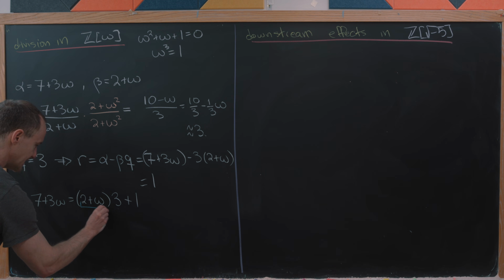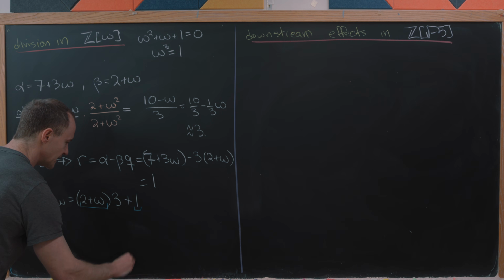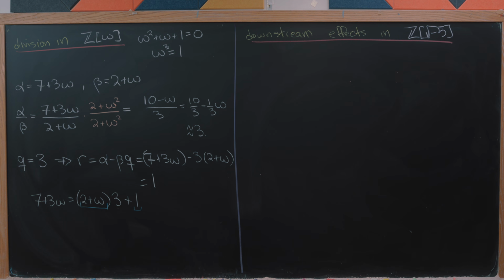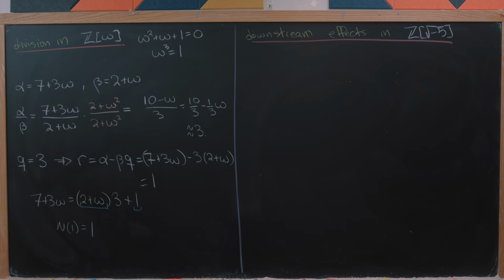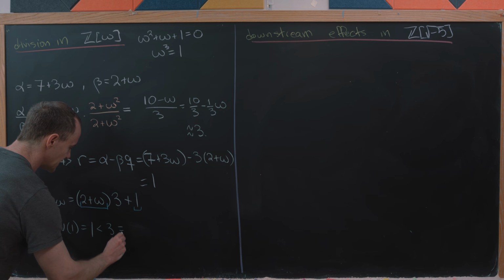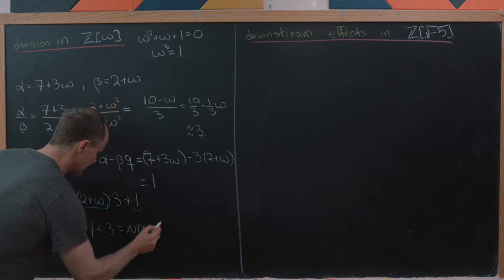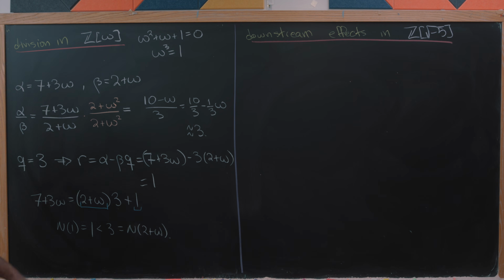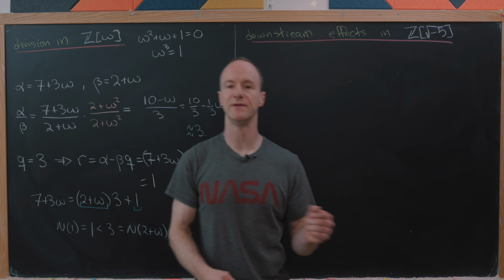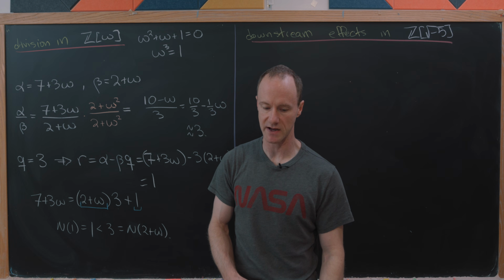Our divisor is 2 plus omega. What we need is the norm of our remainder to be less than the norm of our divisor, but that's pretty clear. The norm of the remainder, which is just 1, is 1. And the norm of the divisor, you can calculate that to be 3. And 1 is pretty clearly less than 3, so we're good to go there. Okay, so there's an explicit example of division with remainder in Z[omega].